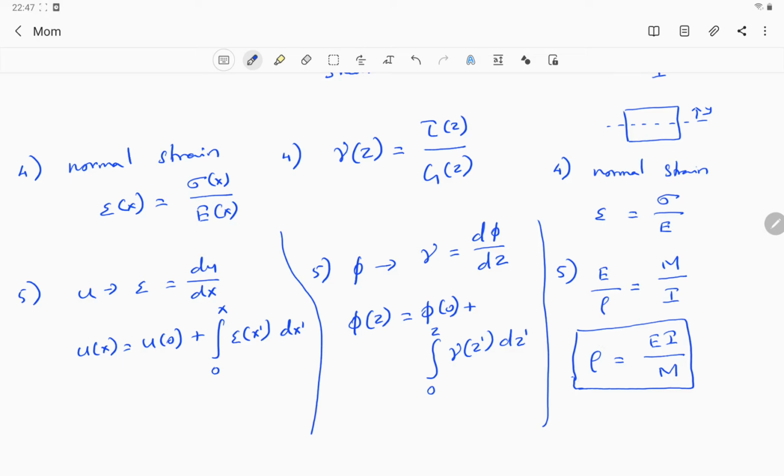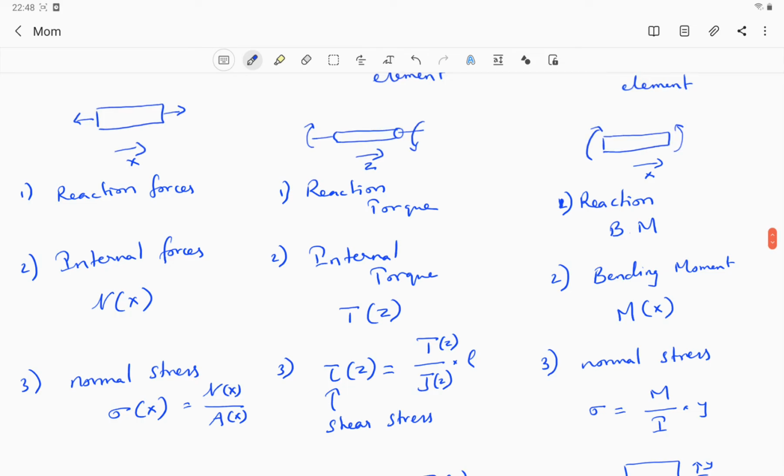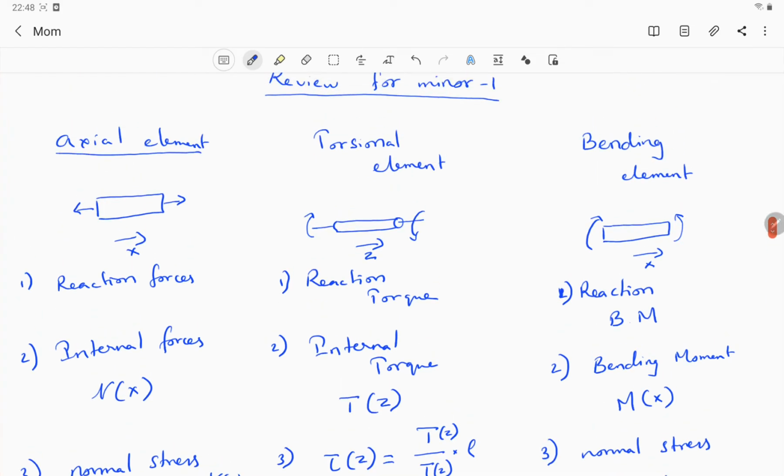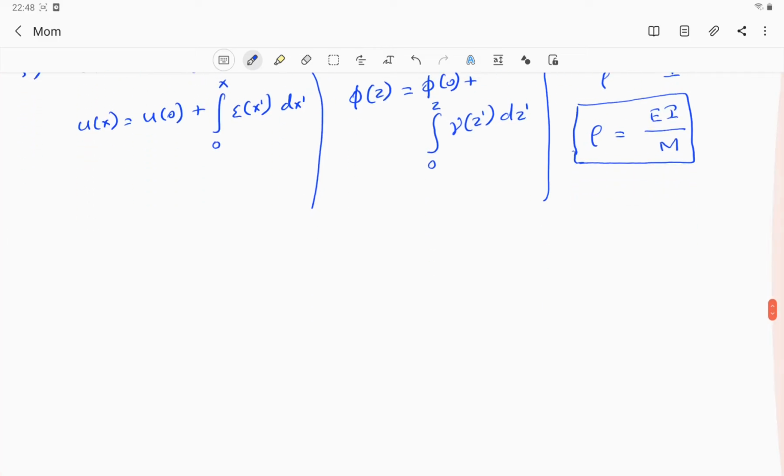Okay, fine. So this is a review of the axial element, which is in chapters 1 and 2, the torsional element, which is in chapter 3, and the bending element, which is in chapter 4. These are the three elements which we have discussed.